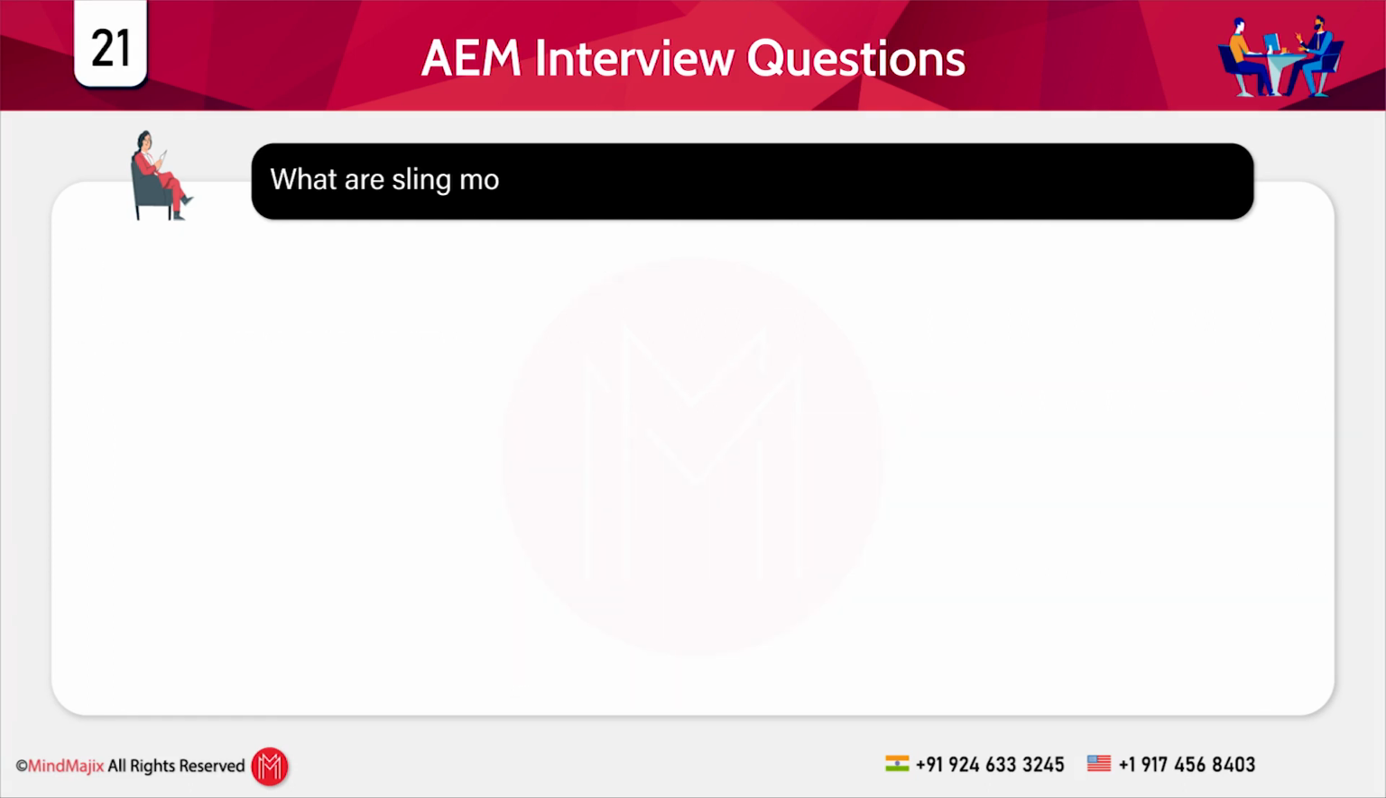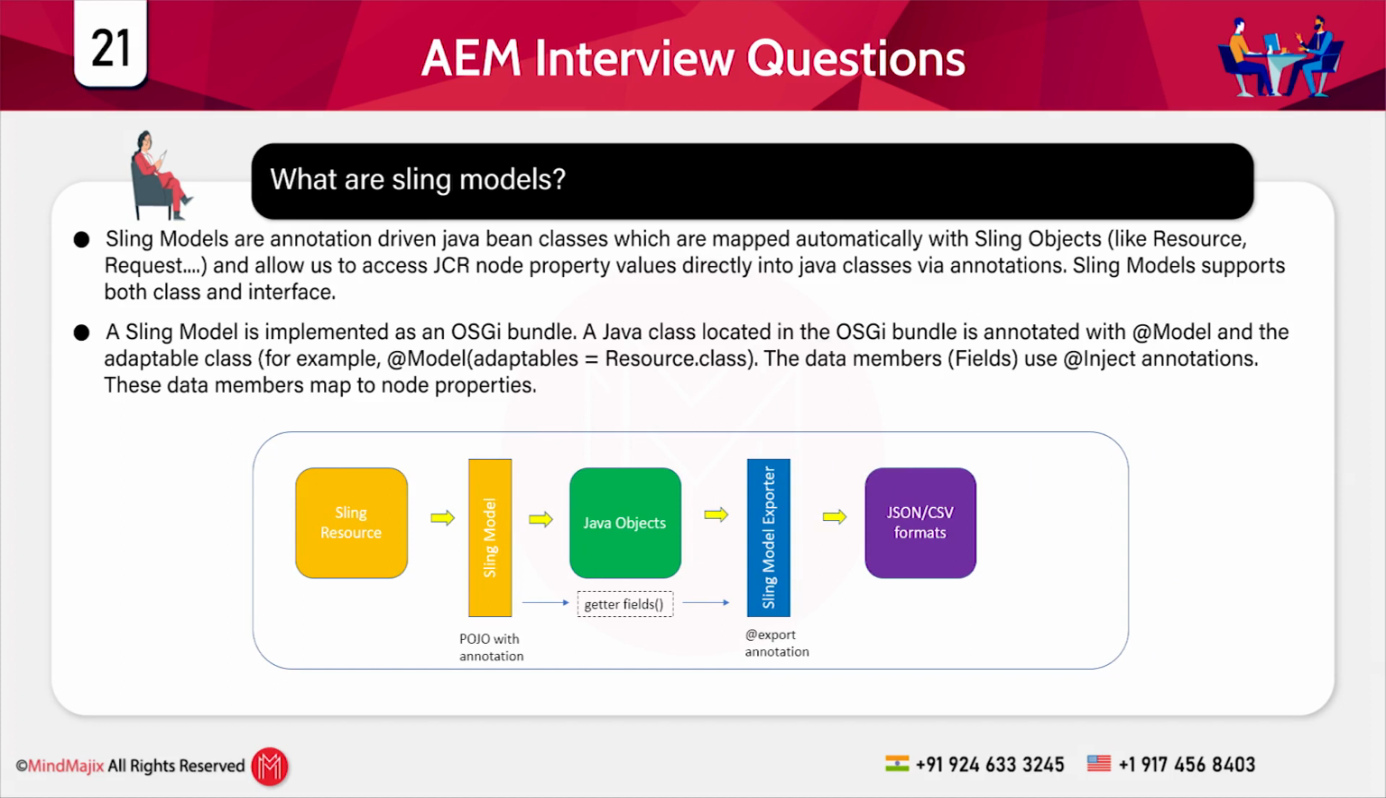So what are Sling Models in AEM? Sling Models are annotation driven Java bean classes which are mapped automatically with Sling objects, and allow us to access JCR node property values directly in Java via annotations. Sling Models support both classes and interfaces: you can create a class and interface separately, or write everything directly in a class. And a Sling Model is implemented as an OSGi bundle, so whenever you create a Sling Model, it is treated as an OSGi bundle.